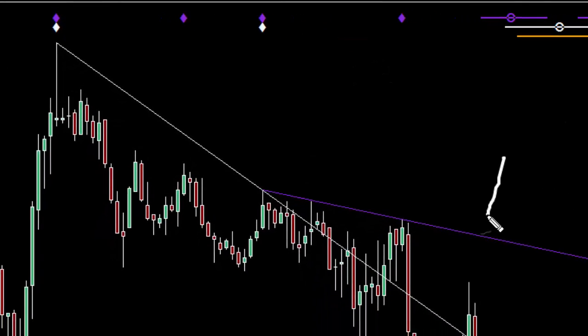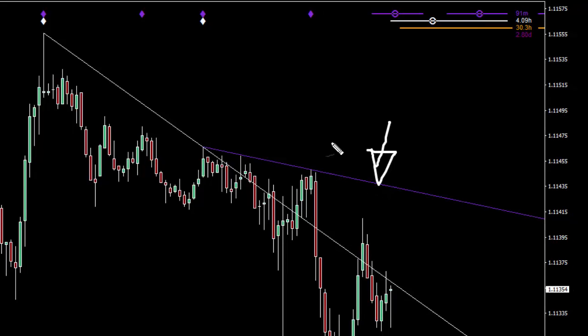Here we have a purple VTL, which is a VTL of the purple cycle, and it is also drawn between two consecutive peaks of the purple cycle. There's the first one, and there's the second one.